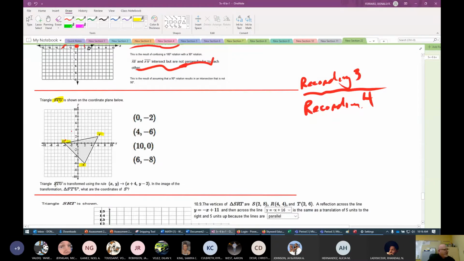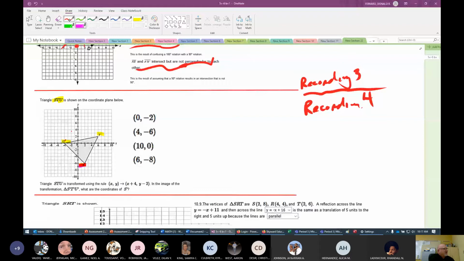And then they say triangle STU is transformed, which you guys know is a simple translation, where XY moves to X plus 4 and Y minus 2, in the image transformation where triangle S prime, T prime, and U prime. What are the coordinates of S prime? So all we really care about here is working with S and doing a translation on that.